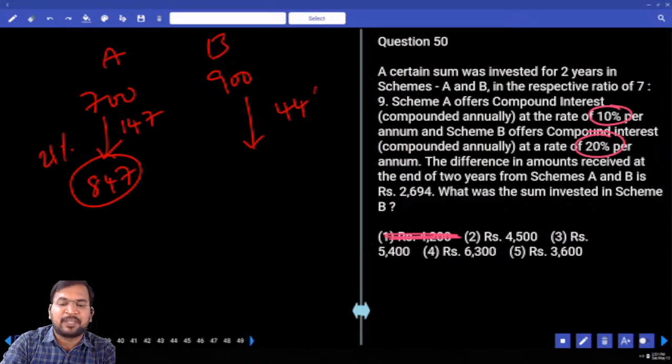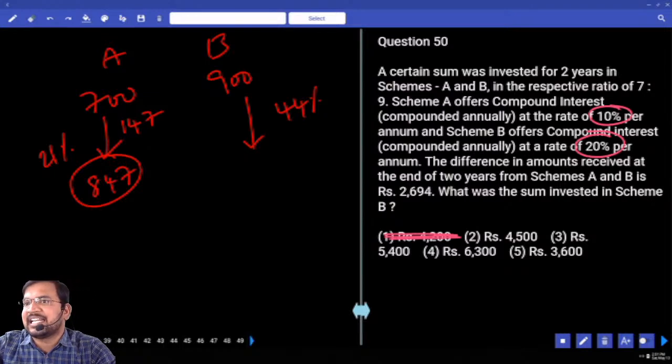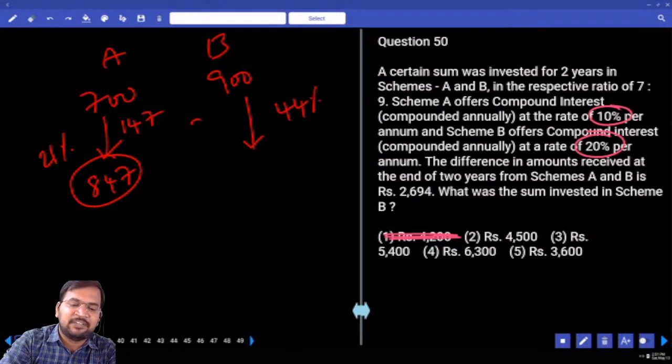Coming to B scheme, 20%. 20% for 2 years is nothing but 44%, 20 plus 20 plus 4. Yes or not? 44 nines are 396. 4 nines are 36, 40 nines are 360. 360 plus 36 is 396. If you add 396, 1296. All of it clear?